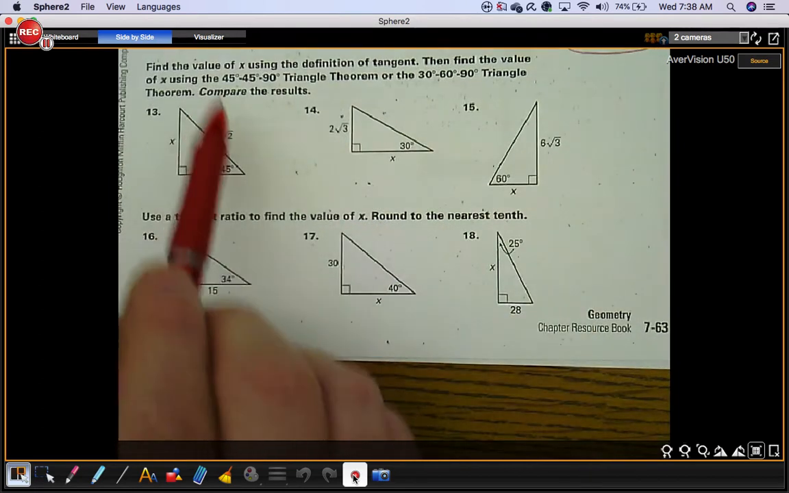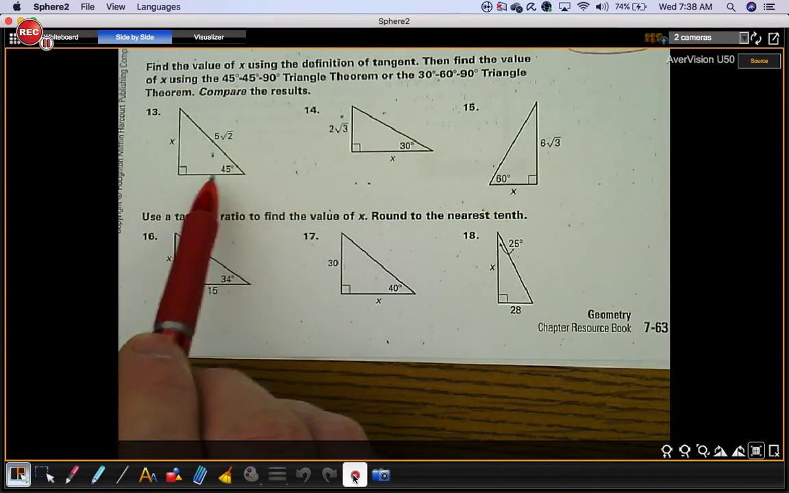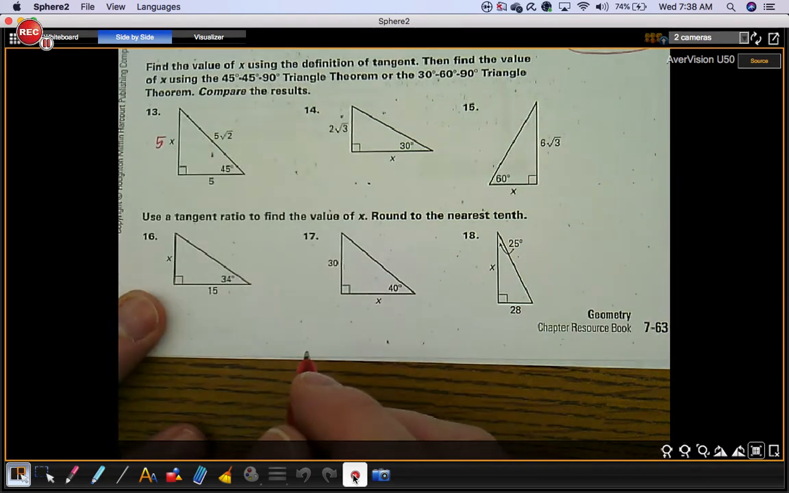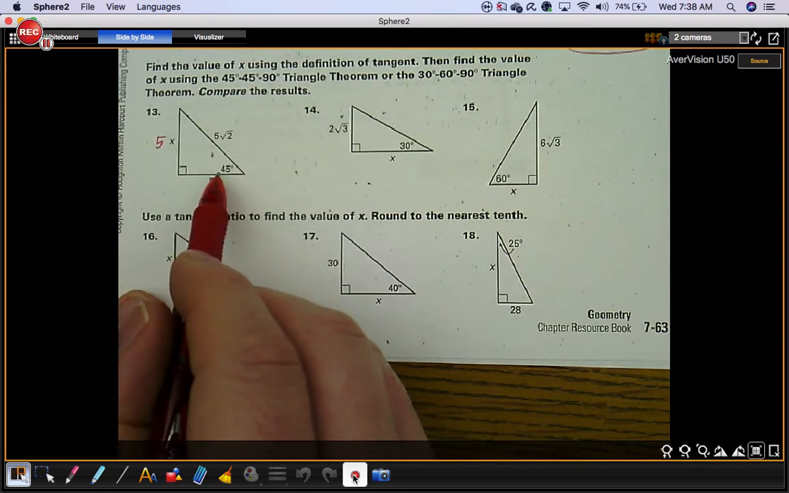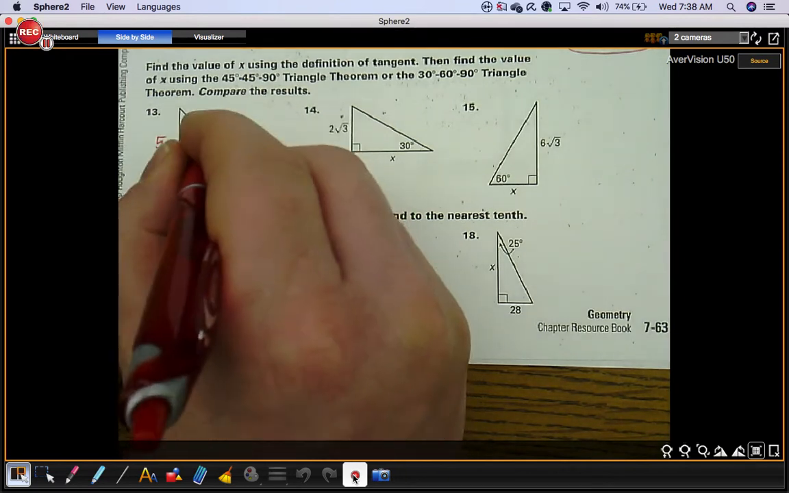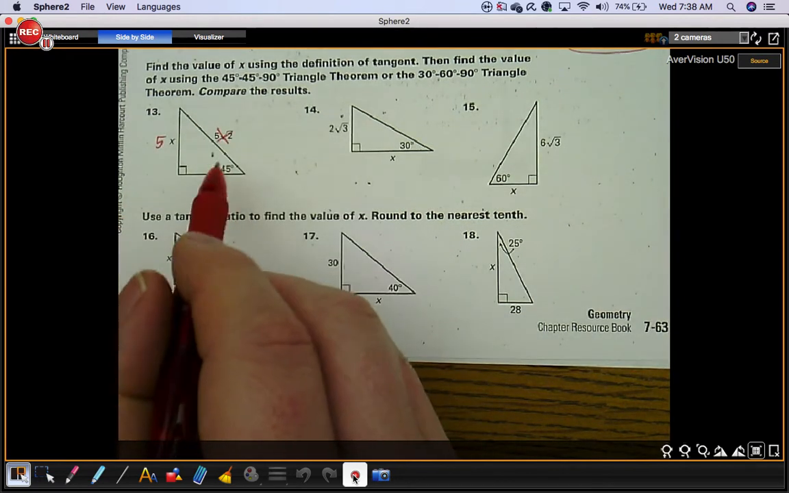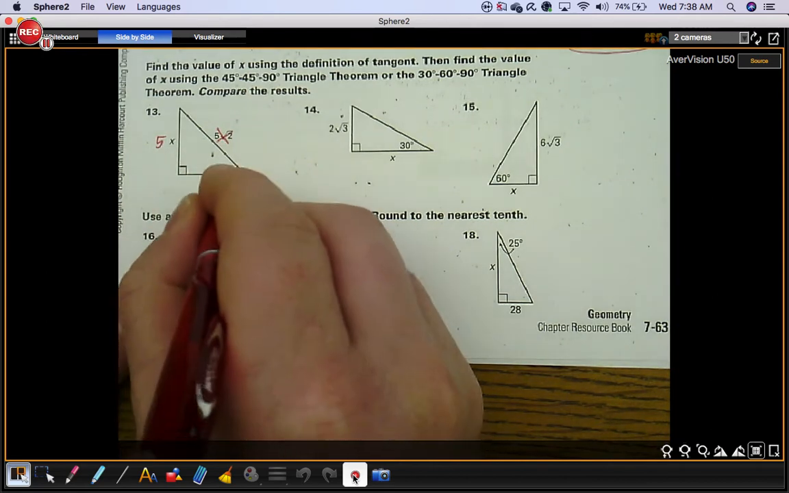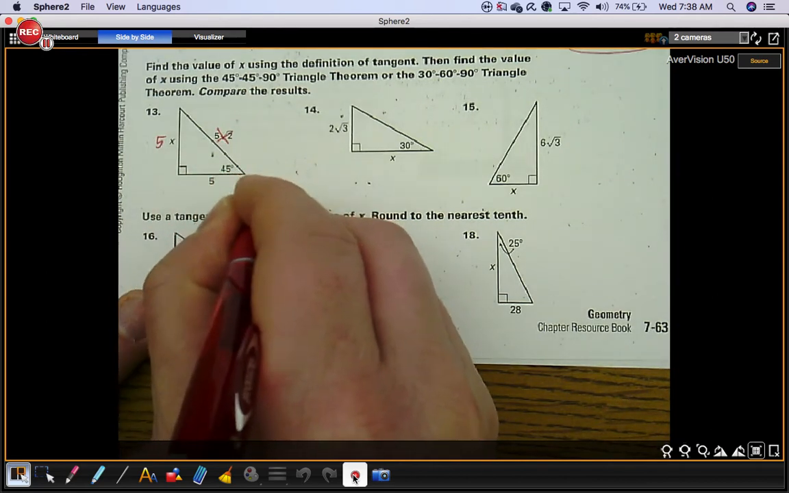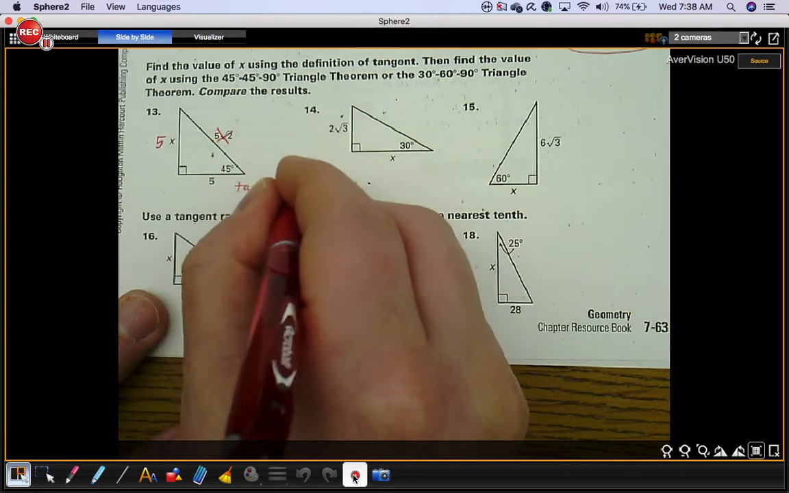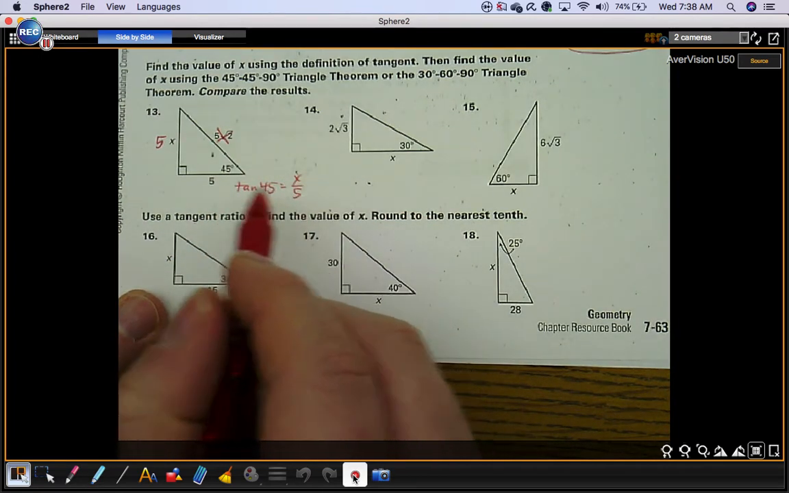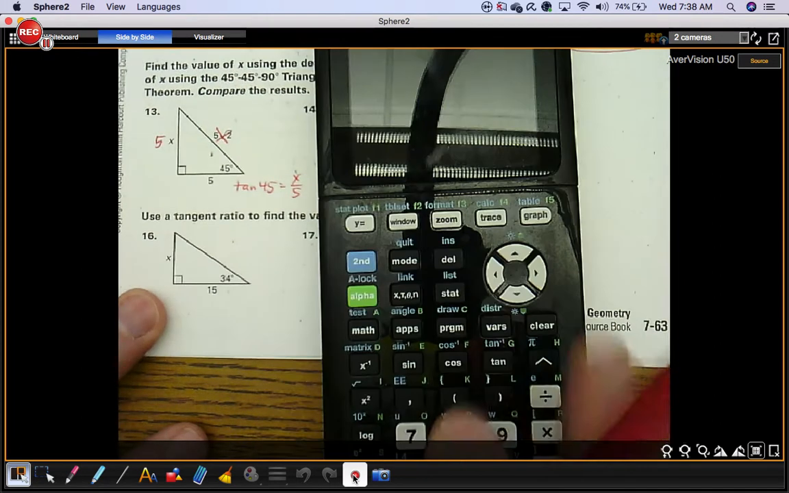So the first thing I notice is that's a 45-45-90. So the legs are the same. If that's 5, x is 5. Now how would I use tangent to find x? Well, I'm not going to use this guy because that's a hypotenuse. I have a leg, I want a leg. Tangent of 45 equals opposite over adjacent. So you multiply 5 times tangent 45. That's going to give me 5.